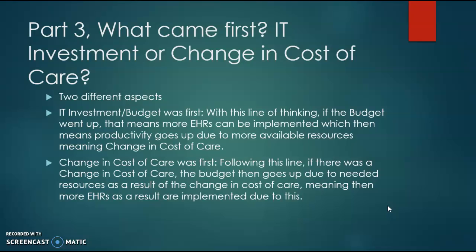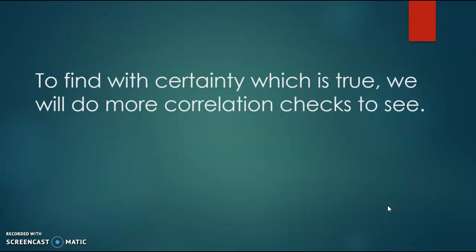First, the IT investment / budget that came first. So with this assumption that it came first, if the budget went up, that means more EHRs can be implemented, which then means productivity goes up due to the more available resources, meaning a change in cost of care due to more resources. However, if the change in cost of care was first, we would assume that first there was a change in cost of care, then the budget goes up as a result because there's more needed resources, and then that means there's more EHRs because there's more budget available, and then it's implemented as a result of this. So it changes what happens down the line as a result of whatever came first.